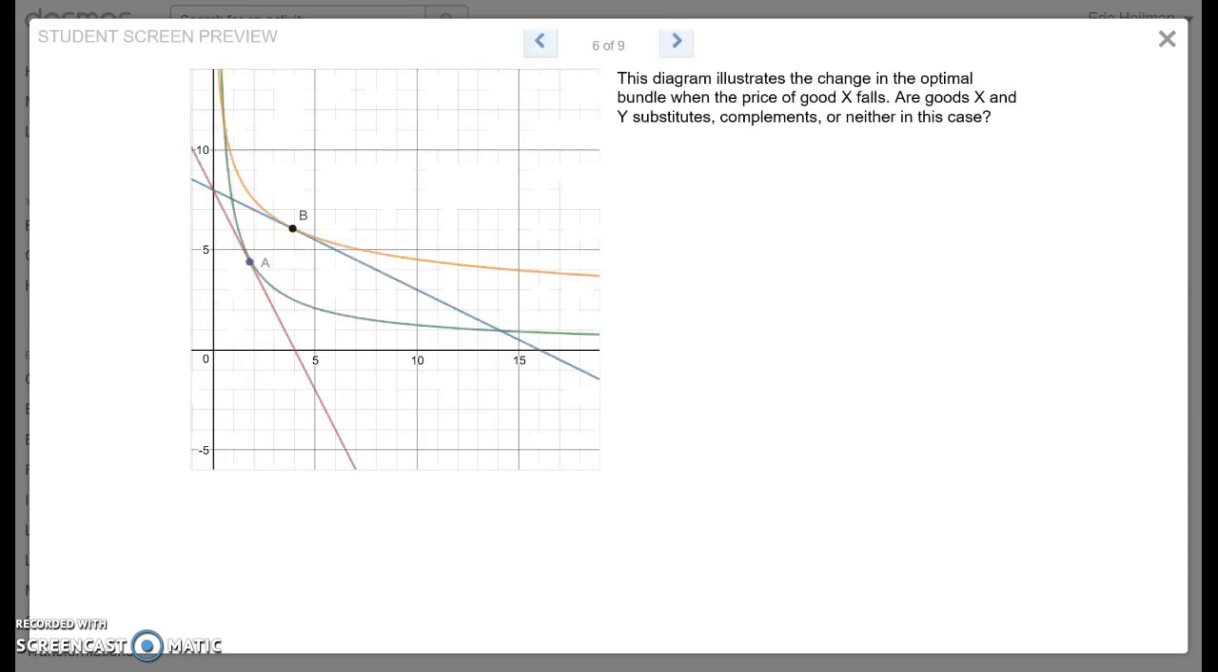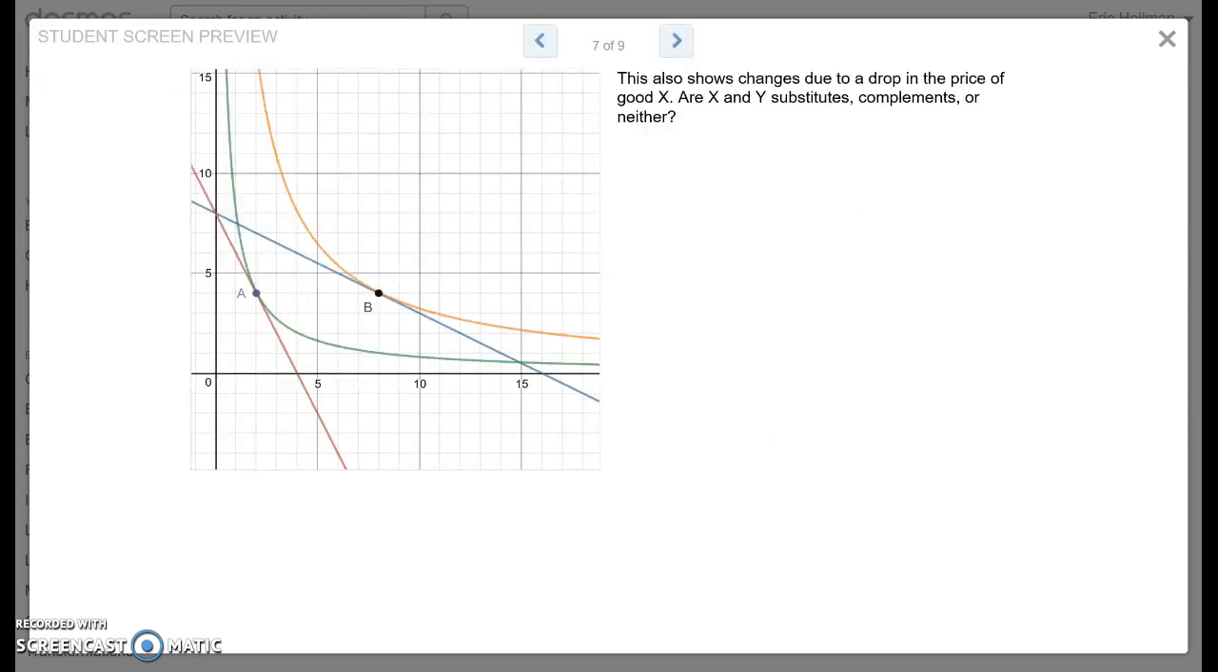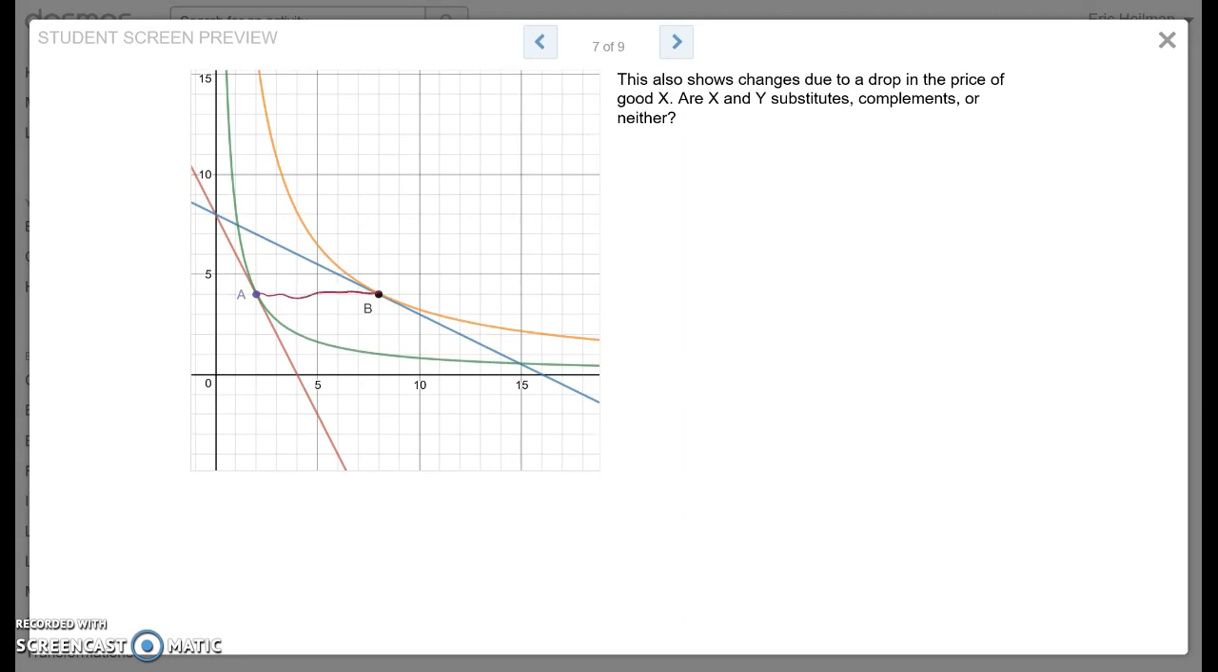All right, next example. Okay, so here when the price of X went down, I end up consuming still the same amount of good Y as I did before. A and B are on the same horizontal line. And so I did end up consuming more of good X. That's always going to happen when the price of a good goes down. You're going to consume more of it. But it didn't change my consumption of Y. So these two goods are neither substitutes nor complements.